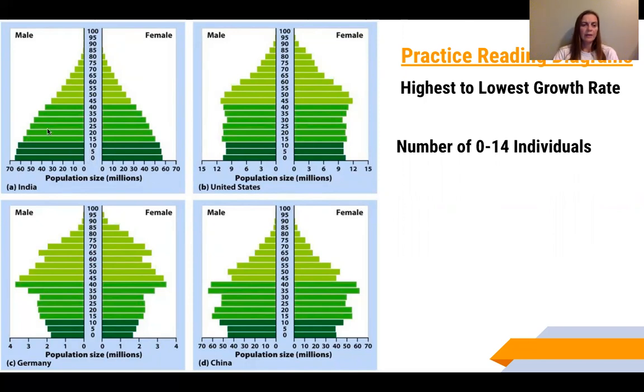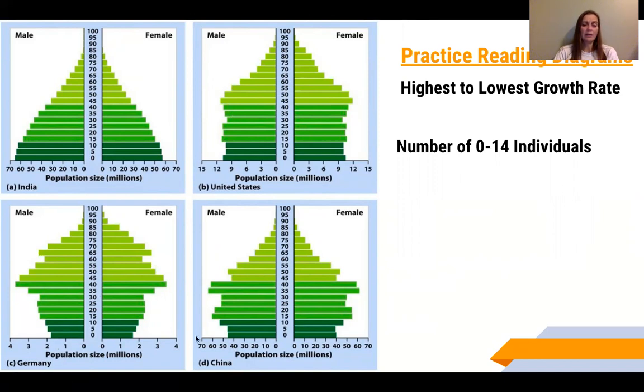If we look at the population pyramid or the age structure diagram for India, we can see that their pre-reproductive cohort is larger than their reproductive cohort. And so we know that this is a country with a rapidly growing population. If we look at the United States, our pre-reproductive cohort and our reproductive cohort are very similar. So this is going to be very stable.